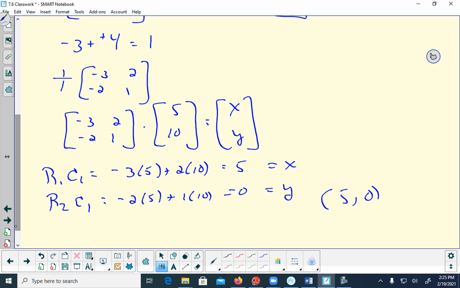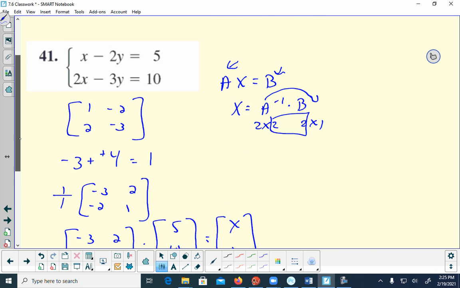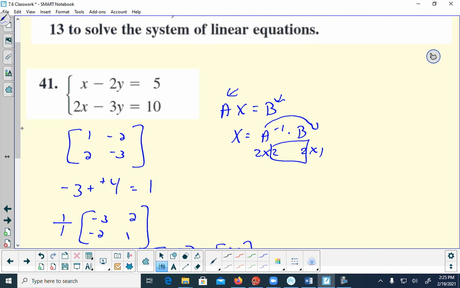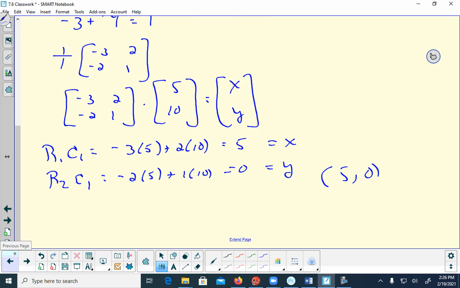And then let's do a mental check. If I put in 5 for x, does it work? 5 minus 2 times 0, so 5 minus 0 is 5. 5 times 2 is 10. 10 minus 3 times 0, which is 0, so 10 is equal to 10. So it does work. So moving on to the next one.